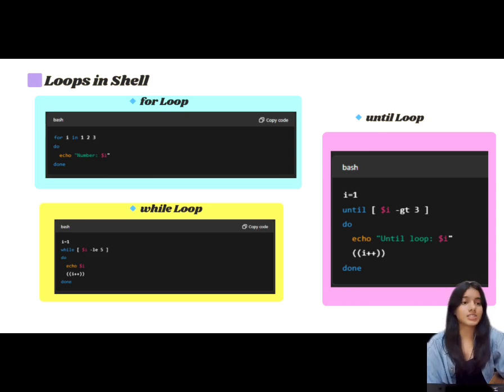And in the until loop, we have an example where i equals 1, until we have some condition in it like $i -gt 3. Until this condition is true, keep doing the echo. Once this condition is true, the loop stops, with the increment operator, post increment operator, in it. So these are some loop examples.